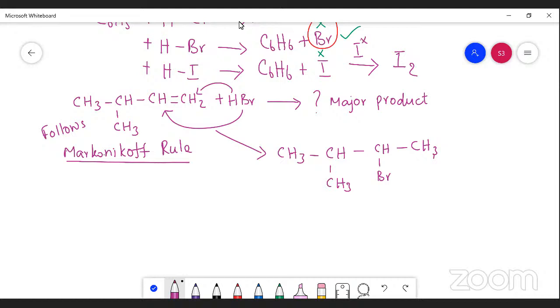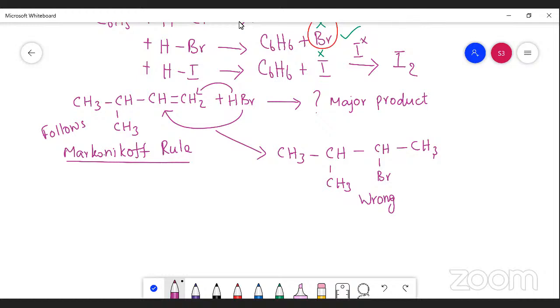Now, the product is correct according to the Markovnikov rule, but this is not the major product. This is the wrong one. We may analyze here, and there is a possibility of tertiary carbocation formation. So, according to Markovnikov rule, what will happen?